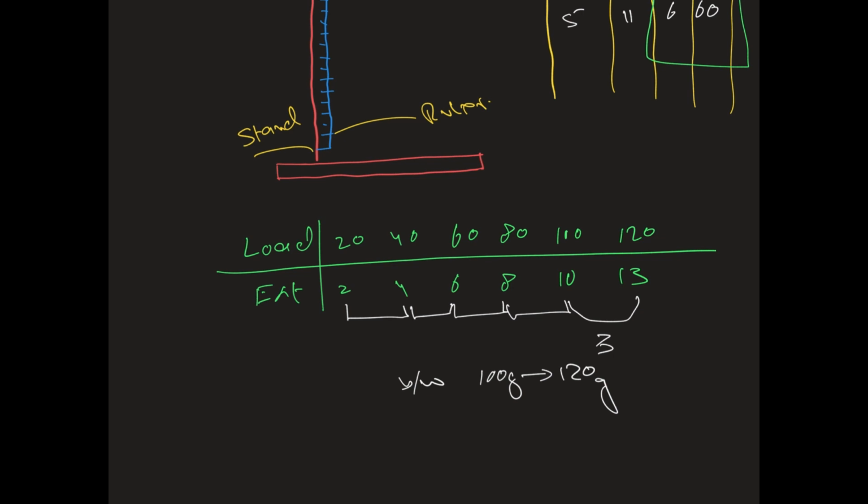So if you are given the data, how will you find whether the limit is exceeded or not? The extension will be different. Before the limit is exceeded, extension will be the same, but after the limit is exceeded, extension will be more than the usual. So this is how you can find out.